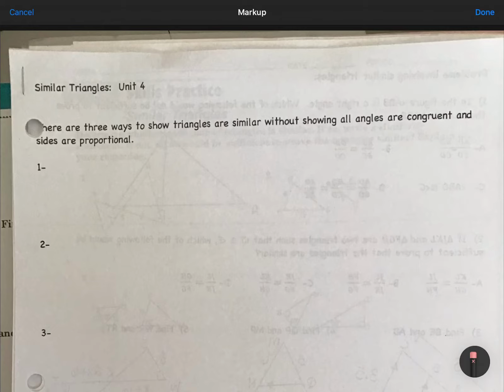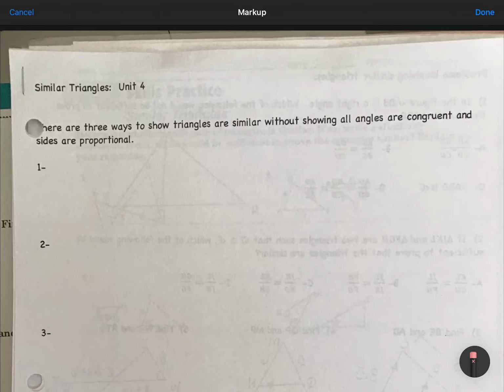Hi guys, today we're going to talk about similar triangles. In our previous lesson, we talked about similar polygons. And in that lesson, we discussed how to be similar polygons, you must have all angles congruent and all sides proportional. Well, today we're going to look at how I can show triangles are similar without showing all the angles are congruent and all the sides are proportional.